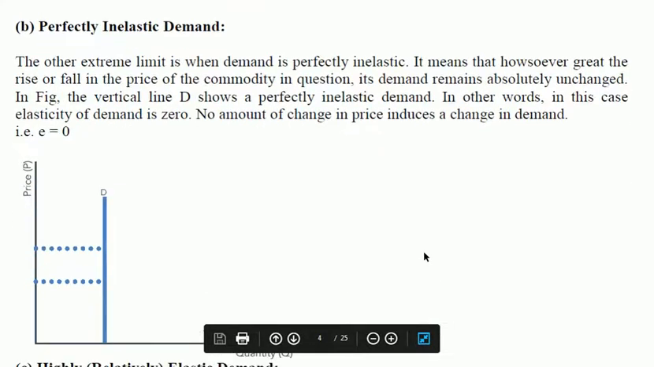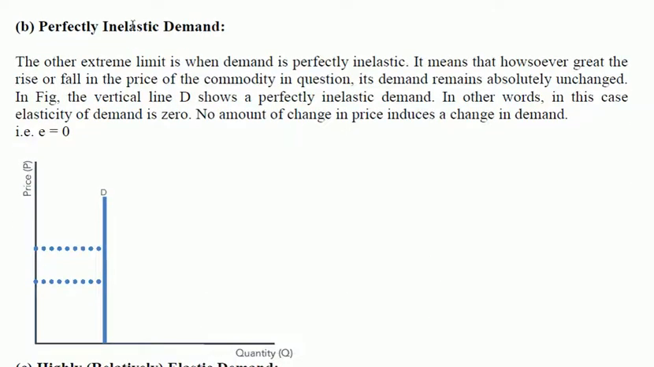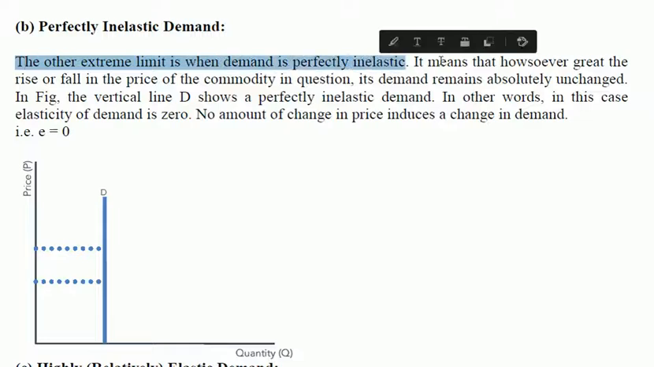Then we have perfectly inelastic demand, or infinitely inelastic demand. In this case it is the other extreme limit. It means that however great the rise or fall in the price of the commodity in question, its demand remains absolutely unchanged. You can increase the price or decrease the price in whatever way, and the demand will have no change at all.